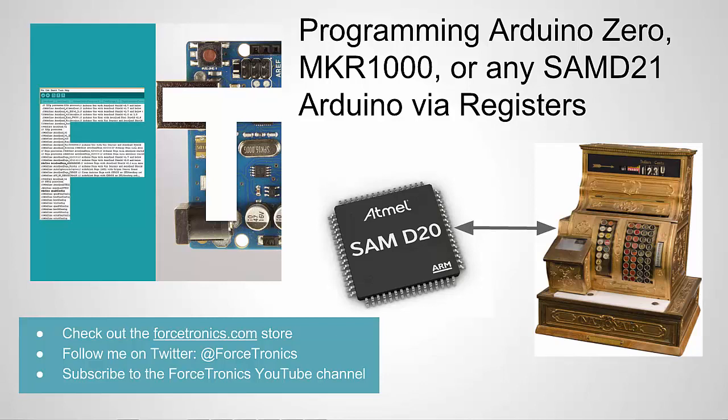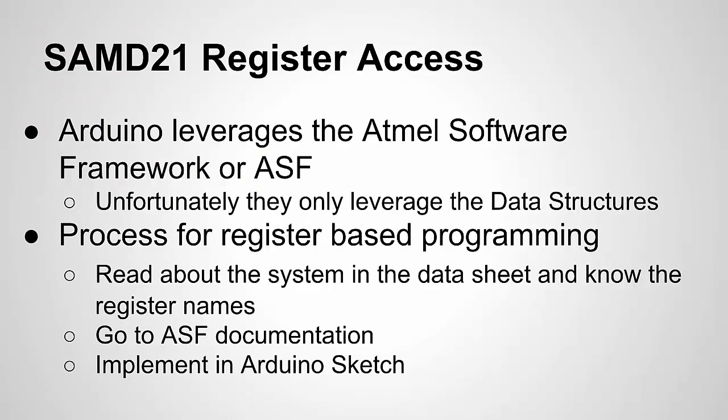So let's get started. Here is the process we're going to use. We're going to leverage the Atmel Software Framework, or the ASF. This is a huge library that Atmel made for adding abstraction to controlling their chips, making it easier. The problem is, and this is something I had to figure out myself, Arduino uses some of these data structures from the ASF, but 90 or 95% of the ASF, they don't allow you to use. When I say they don't allow you to use, they don't have it in the Arduino IDE download. But the data structures they do, and that's sometimes what they use in the libraries and their example programs.